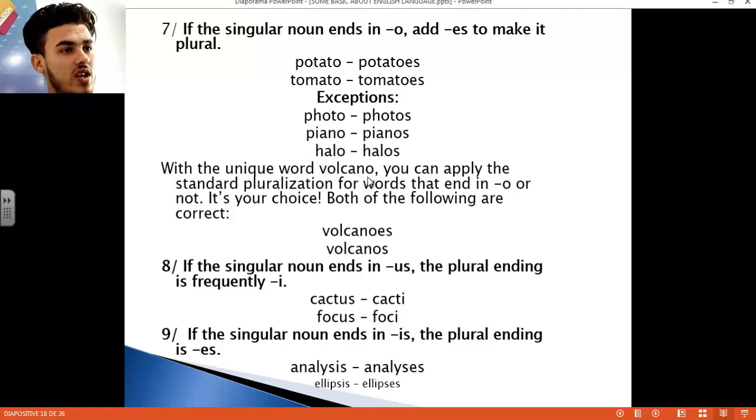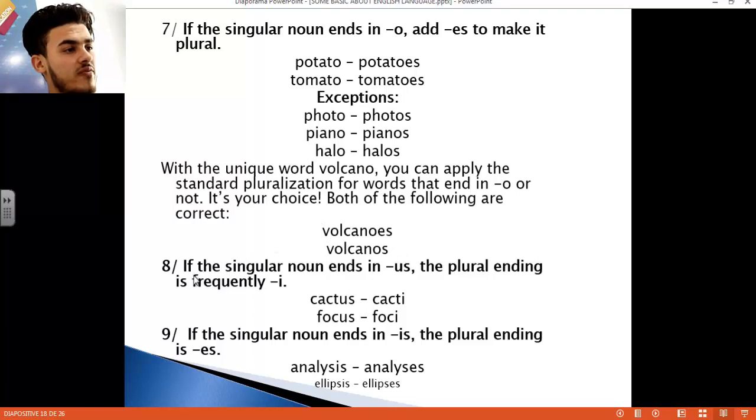With the unique word volcano, you can apply the standard pluralization for words that end in O or not. It's your choice. Both of the following are correct. Volcanoes, volcanos. So here the rule is we have some exception words and we can either add an ES or an S directly, and both of the two forms are correct.